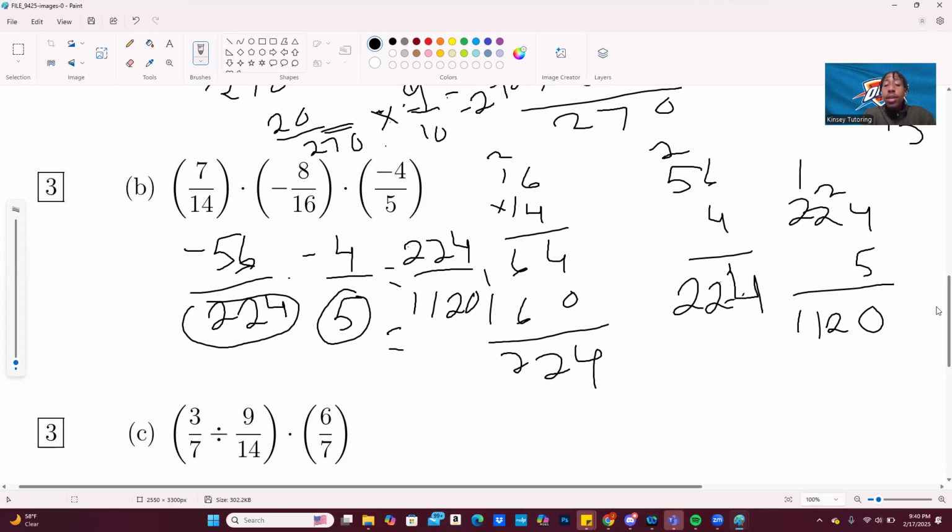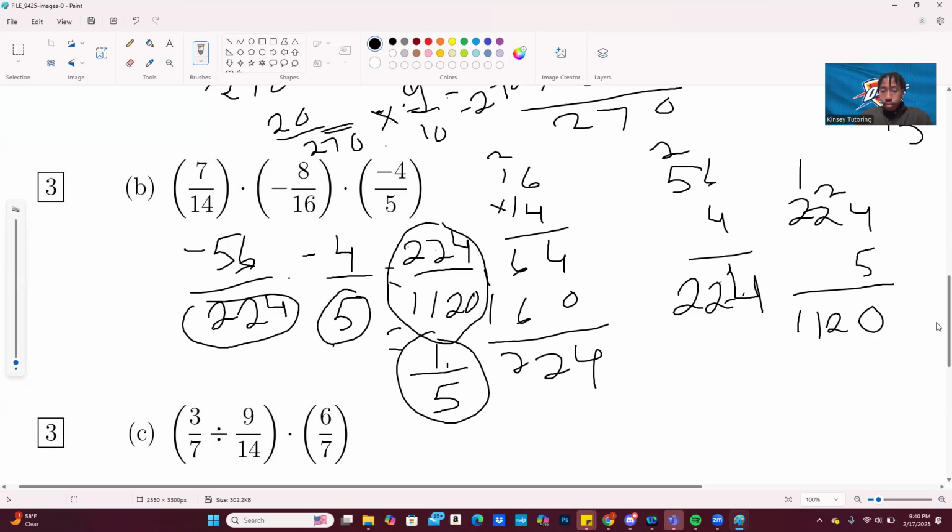So now if I want to reduce this fraction right here, how many times does 224 go into 1120? I just figured that out. It's 5. So we can divide the top and the bottom by 224, and our final answer is going to be 1 over 5, because we did 224 divided by 224, 1, and then we got 1120 divided by 224, which is 5 right there. So 1 over 5. Okay.